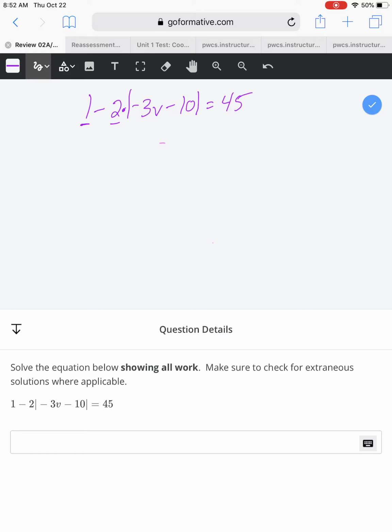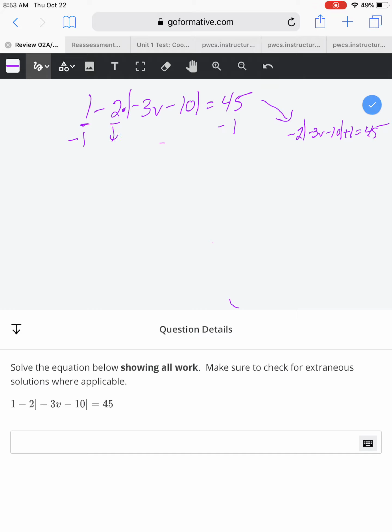This is multiplication. First thing I want to do is get rid of this 1, because this is addition/subtraction. It's just on the other side. So this problem here is the same as if I did negative 2 times negative 3v minus 10 plus 1 is equal to 45. These are the exact same thing, but my 1 just happens to be on the other side, just to confuse you a bit.